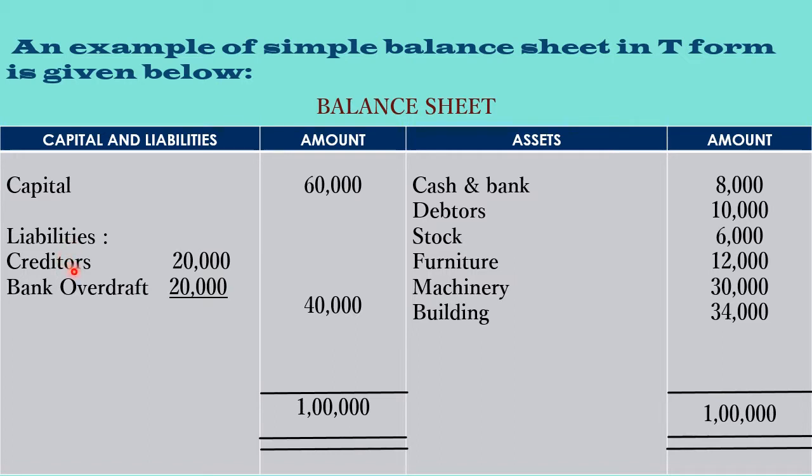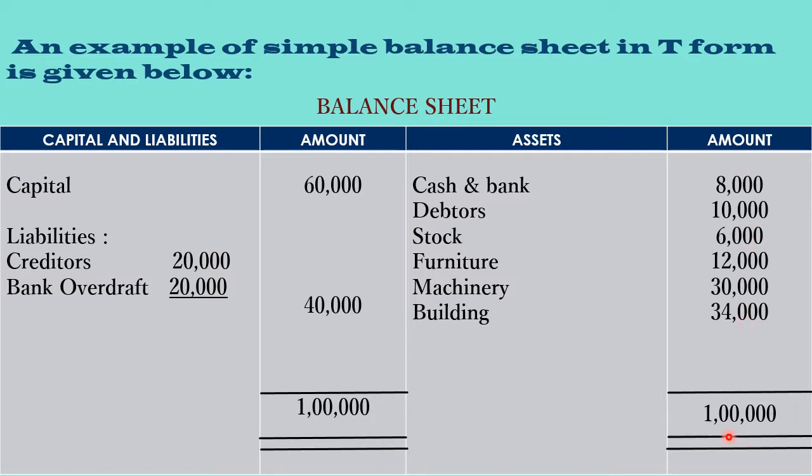Then liabilities, we have taken creditors and overdraft that you have to owe to others, you have to pay them, 20,000, 20,000, 40,000. Then we just took some examples of the assets. Cash, debtors are your assets because from them you will get money in future. Stock, furniture, machinery, building, all this helps you to earn money in future. So we have just written an assumed amount, and when we total this, it is coming to 1 lakh, and when we total this, it is coming to equal 1 lakh.